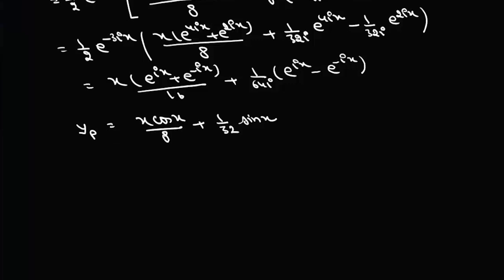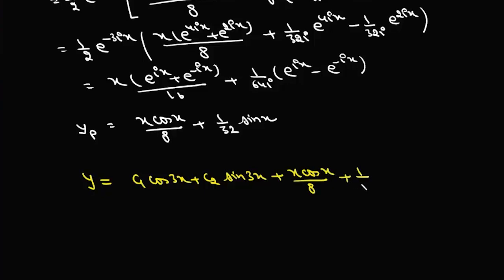So once we have yh and yp, we can write its general solution as yh, and yh is c1 cos 3x plus c2 sin 3x plus x cos x by 8 plus 1 by 32 sin x, and this is how we use this shortcut.